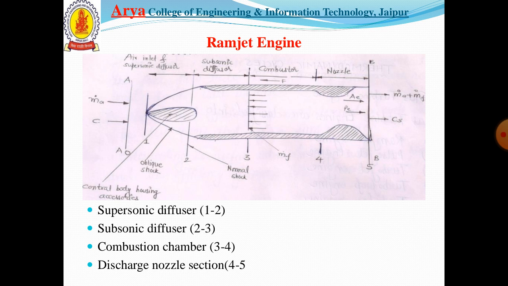The air is heated to a temperature of the order of 1500 to 2000 Kelvin by the continuous combustion of the fuel. The products will leave the engine with a speed exceeding that of the entering air because of the rate of increase in the momentum of the working fluid. A thrust F is developed in the direction of the flight.